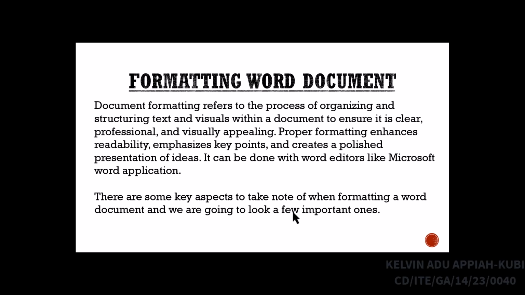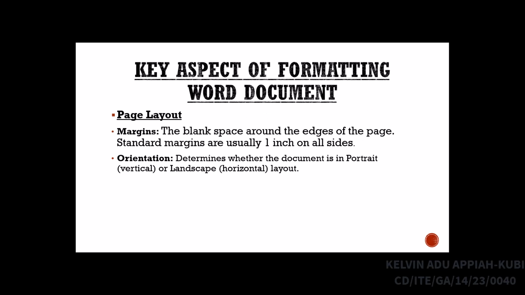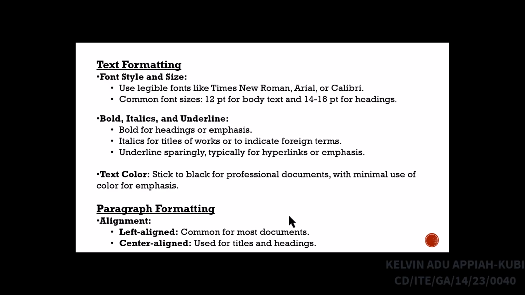Before we start formatting our document, there are some key aspects we have to take note of. The first is the page layout. Under the page layout, we have the margins and orientation. The margins is the blank space around the edges of the page, and the standard measurement of it is 1 inch on all sides. We also have orientation, which determines whether a document should be portrait, that is the vertical form, or landscape, that's the horizontal layout. We also have the text formatting.